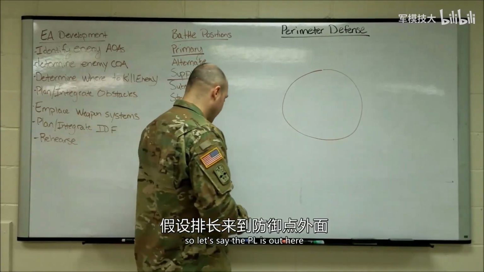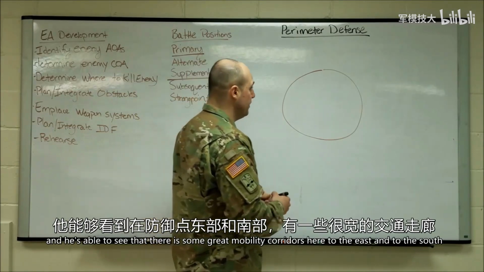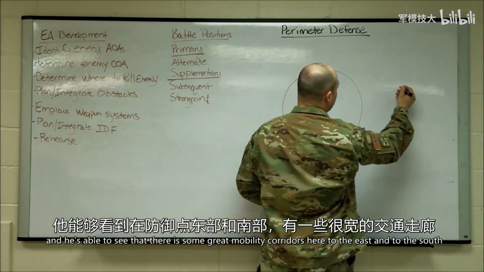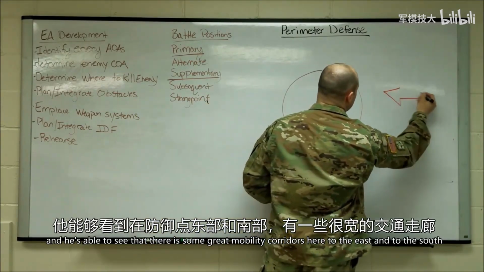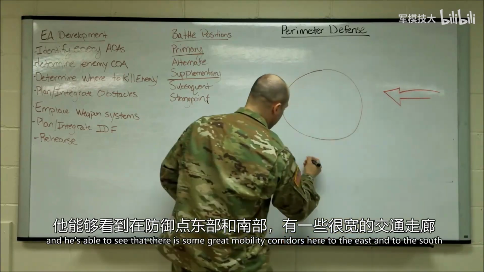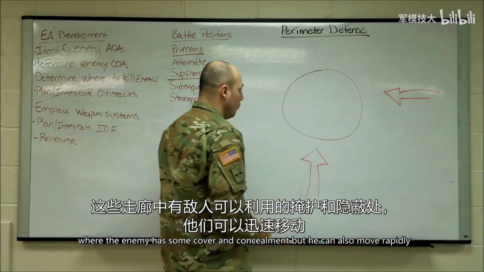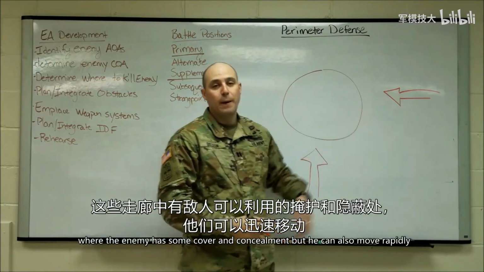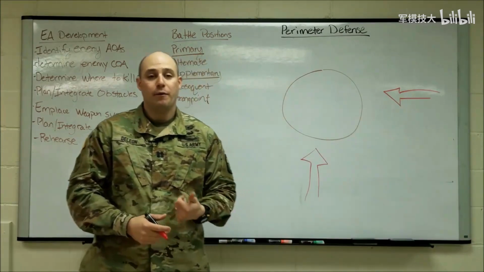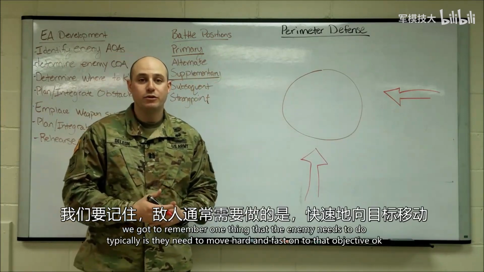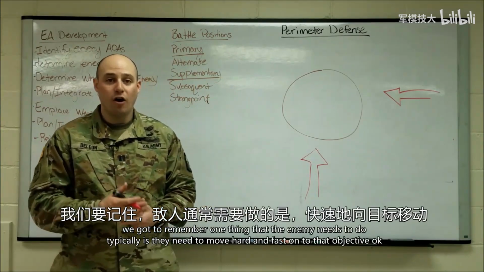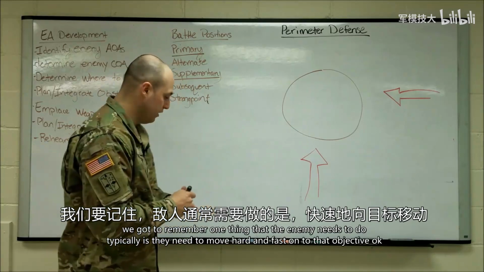So let's say the PL is out here and he's able to see that there are some great mobility corridors here to the east and to the south, where the enemy has some cover and concealment, but he can also move rapidly. We have to remember one thing the enemy typically needs to do is move hard and fast onto that objective.